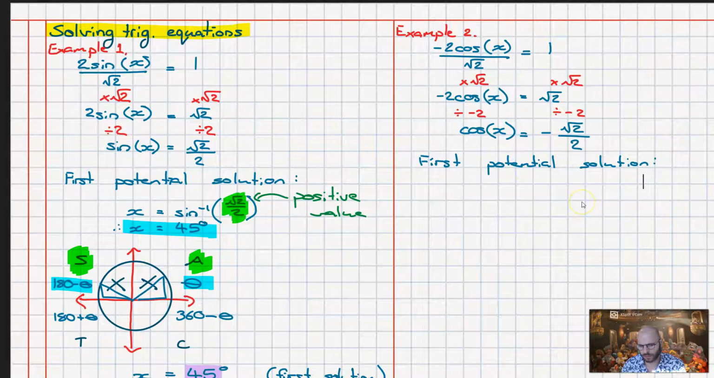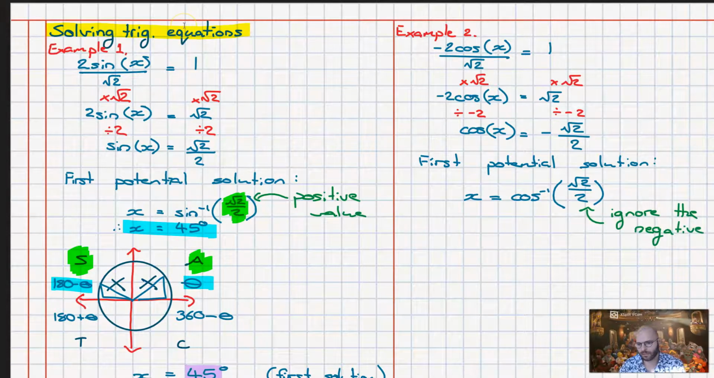What we're going to do to find the potential solution is we're going to go x is equal to the inverse cosine of root 2 over 2. So what we're going to do is ignore the negative. The reason for this is that because we're looking at a negative solution over here, if we type that in our calculator, the solution that our calculator will give us will be outside the first quadrant. And the problem with that is that if we're getting the solution outside of our first quadrant, we don't actually know which quadrant it's going to be working in.